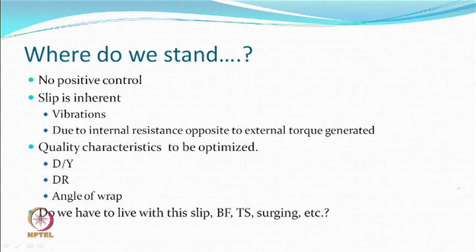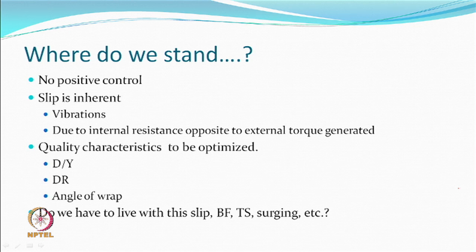So, where do we stand? We stand now saying that there is no positive control in the friction texturing, and slip is inherent because of vibrations which will happen whenever you run a machine, or it may be because of the internal resistance which is equal and opposite to the external torque. The more you twist, the more is the internal resistance. So, whenever two opposing forces work, there can be slippage, which is surging, is what we talked about. So, there is a slip.